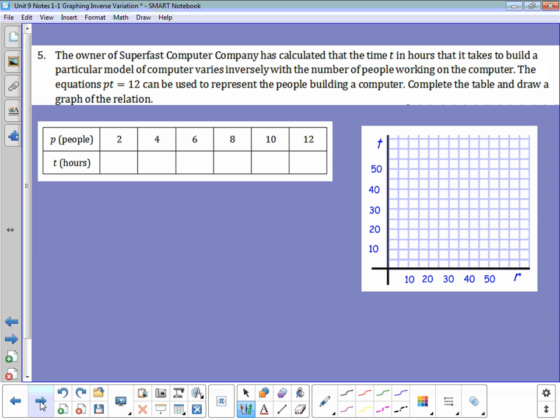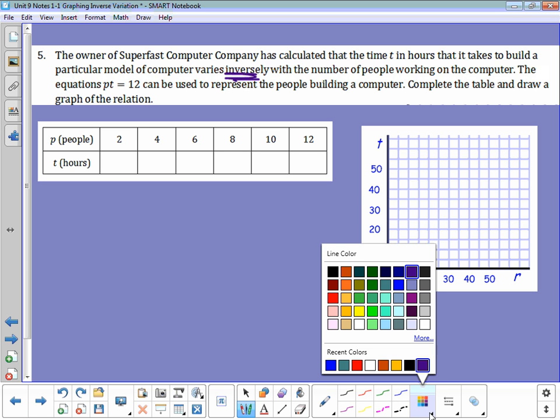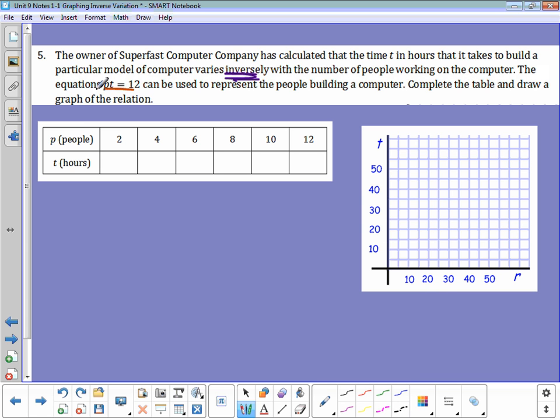All right, let's take a look at this word problem. The owner of the superfast computer company has calculated the time t in hours it takes to build a particular model of a computer varies inversely. So we're going to use the same process. It gives us the equation PT is equal to 12. We can skip the first step because our equation's already written. We can skip the second step because this is already done for us. So now all we have to do is fill in that chart.